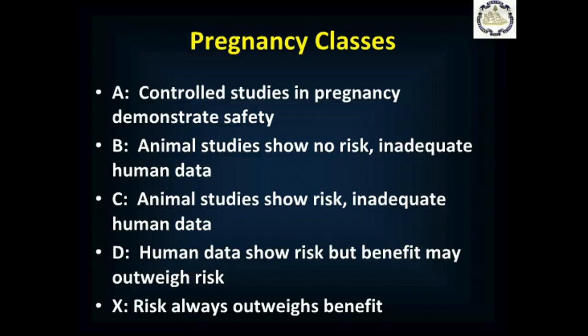In Class C, there's some animal studies that show risk, but there's inadequate human data. This is a lot of the medications that we use, and use them fairly safely, but there's risk there. D, there's some benefit, but there's human data to show that there's also risk, so these you have to be more cautious with. And finally, Category X, the risk always outweighs the benefit, and we never use these in pregnant patients.